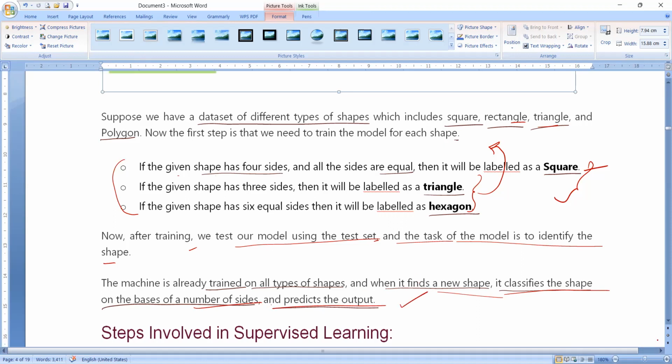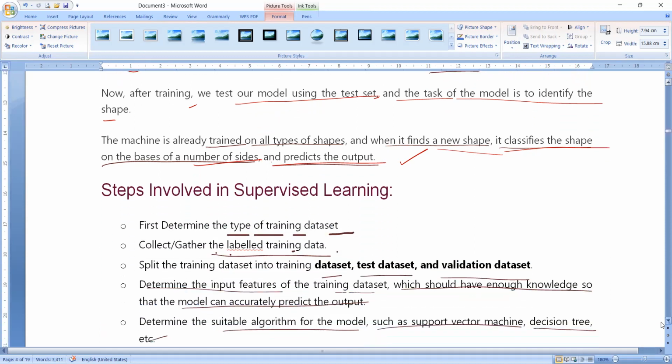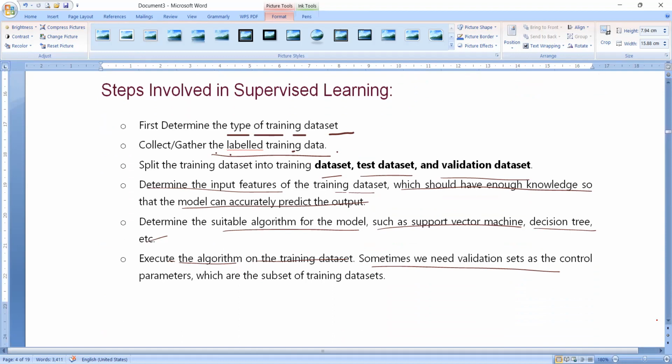And what are the steps involved in the supervised learning technique? First, we have to provide labeled data. First, determine the type of training data set, meaning a labeled data set. Next, collect and gather labeled training data. Split the data set into training data set, test data set, and validation data set.